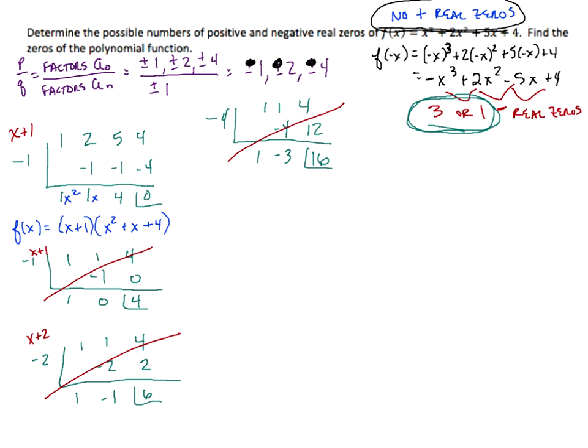Okay, so it says to find the zeros. It does not specify the rational zeros, so I need to finish this off. Here's where I am so far. x plus 1 times x squared plus x plus 4. All right, so I have one of them right there. I just need to finish the rest. So I can use the quadratic formula, the zero product property here.